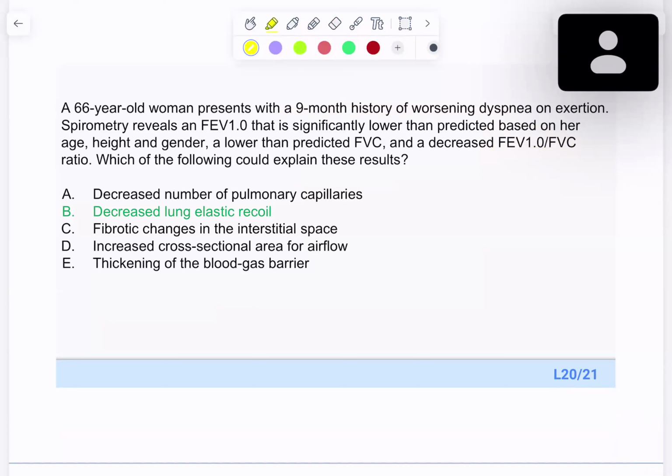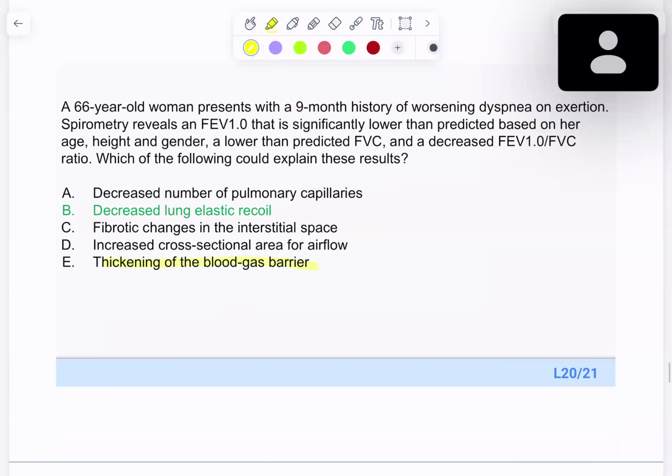Now you said E, thickening of the blood gas barrier. That is not true. Do you know why and where this happens? In which disease do you have thickening of the blood gas barrier? Excellent. When you have fibrosis. Edema could do that, yes. If you have edema, then you will have difficulty in gas exchange and the barrier will get thicker. But the one that is relevant to this is fibrosis or a restrictive lung disease.